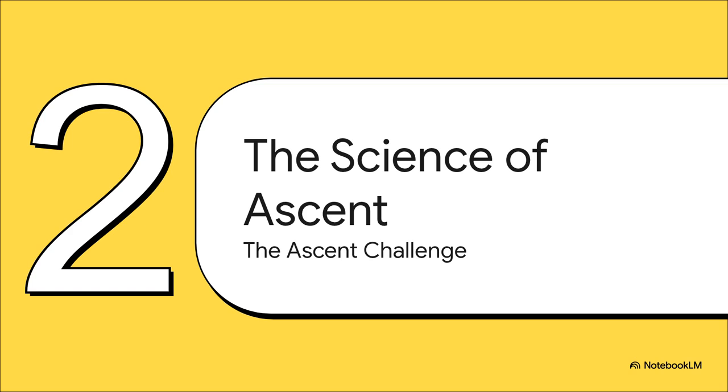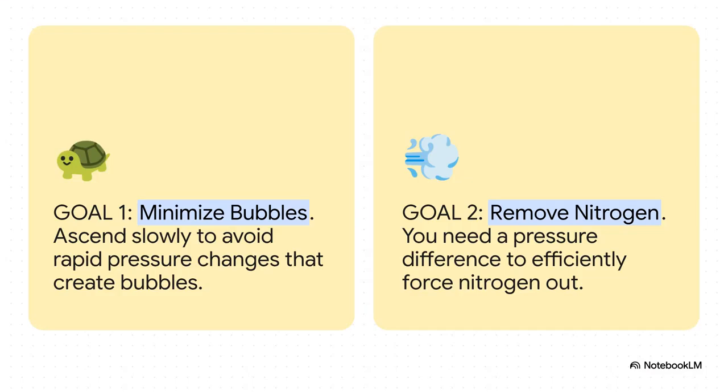Okay, so to get a handle on those bubbles, both big and small, we first have to understand the core challenge of every single ascent you make. It's this constant balancing act, really, between two goals that are completely at odds with each other. And here's the central dilemma every single time you head for the surface. On one hand, goal number one, you've got to minimize bubble formation. To do that, you need to ascend slowly, right? Avoid those rapid pressure changes.